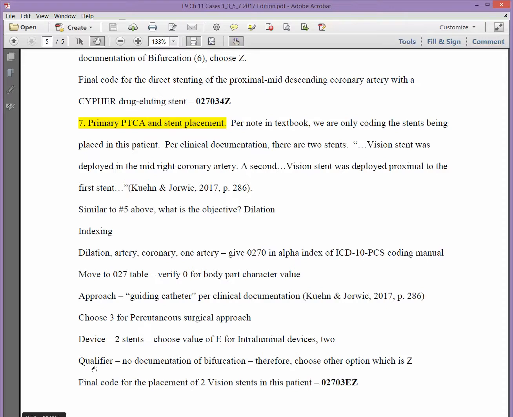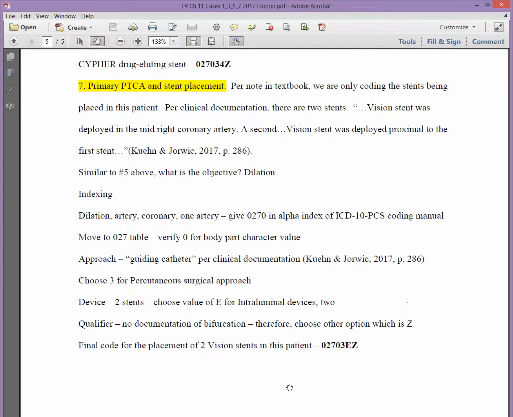Then our last character value for qualifier, no documentation of bifurcation, so we choose Z. Then we have 02703EZ for the placement of 2 vision stents for this particular patient.